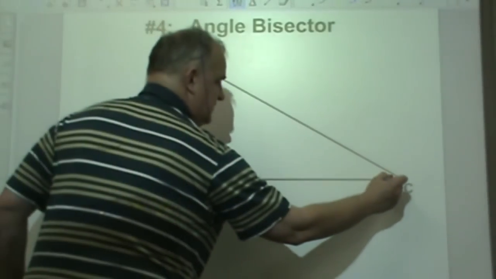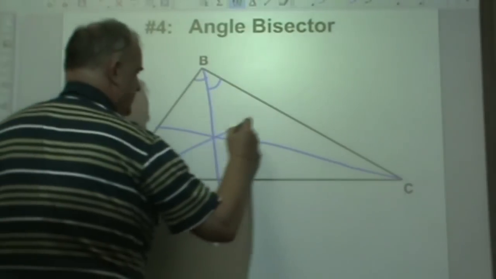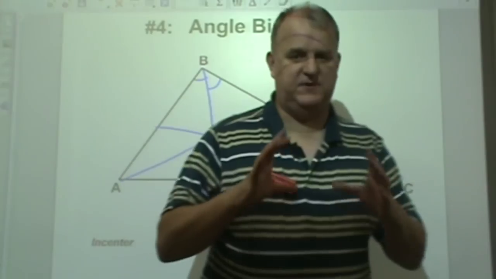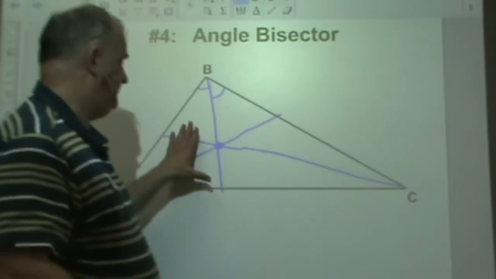And when we do it to all, I'm going to split this one up. I'm going to split this one up. And when they cross, it's going to be the incenter. The incenter has something to do with how we inscribe circles. Again, this is going to be a later lesson.